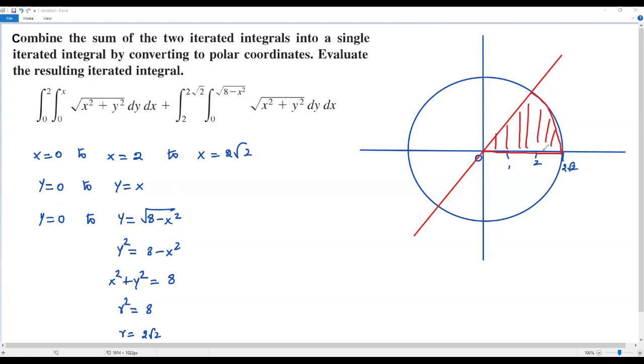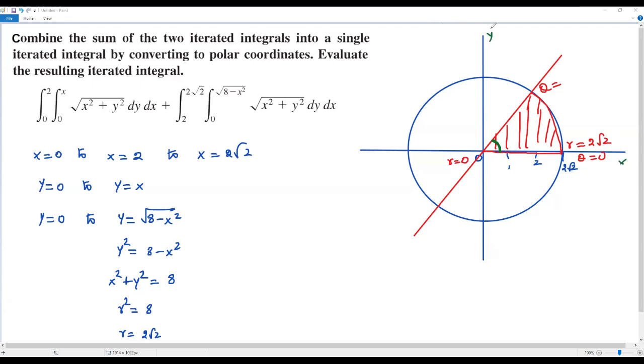For this region, what is the radius? Actually, this is a sector because it's a part of the circle. So what is the radius and what is the central angle over here? We know that the radius goes from r equals 0 to r equals 2 times square root of 2. And here theta equals 0. And what is the angle measure theta over here? For that, we have to measure the angle between this line y equals x and the x-axis over here. So what do we have to do for that?